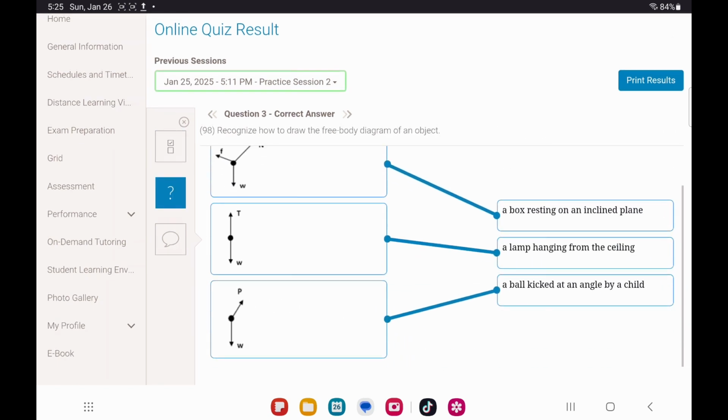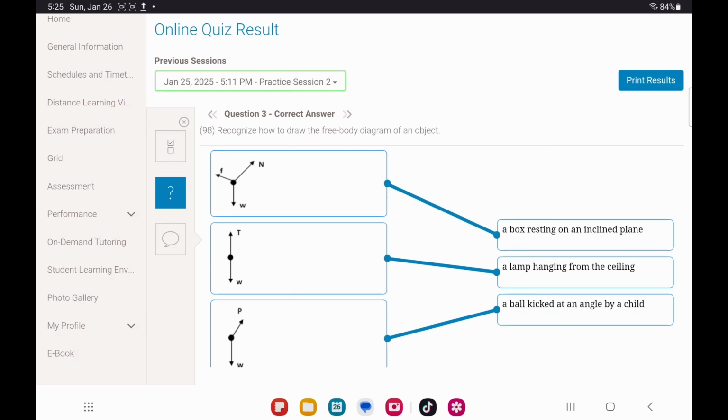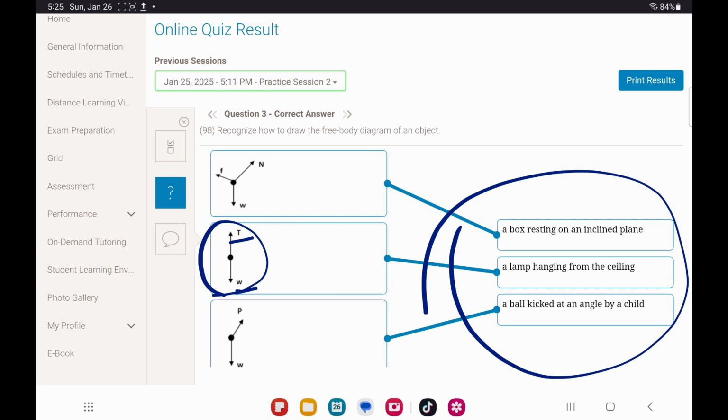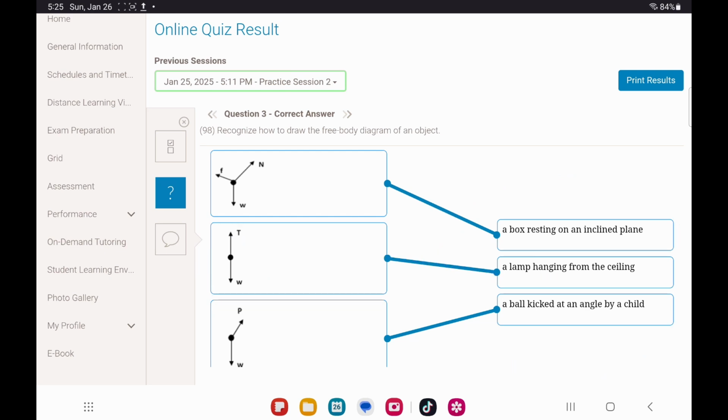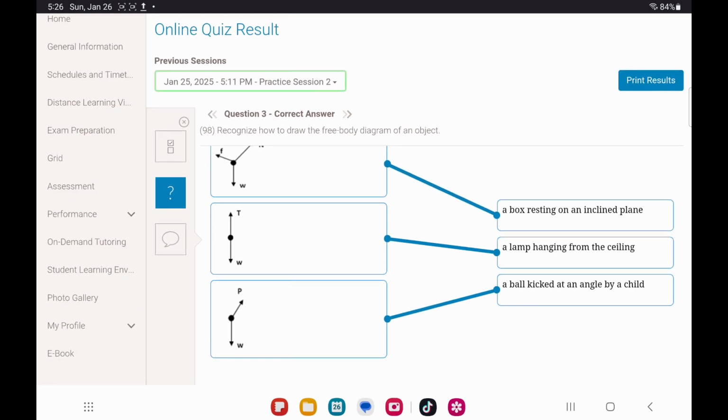Okay, question 3. Let's start with the easiest one, which probably has to be this, okay? It's going straight down. We have tension and we have weight. What from these choices here have something with tension, so have something hanging? The key word here is hanging, so that's why that's the answer. Now for this one, okay, we have weight and we have a P. I don't really know what a P is, to be honest. I don't know what a P is, okay? But you can imagine that.